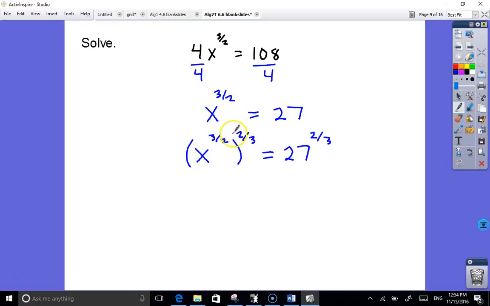Okay, now what is the operation when you raise a power to a power? What's going on in between these two here? So multiply, right? And 3/2 times 2/3, when you multiply a number by its reciprocal, you get 1. So that's why we just get x to the 1. And what is 27 to the 2/3? What's the cube root of 27? 3. What's 3 squared? 9, right? 9.